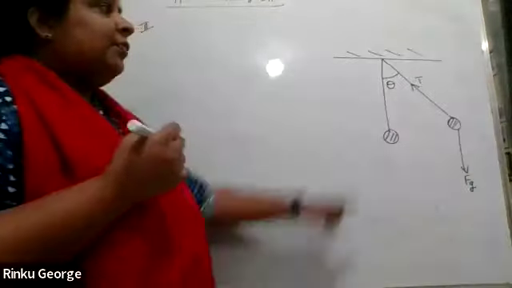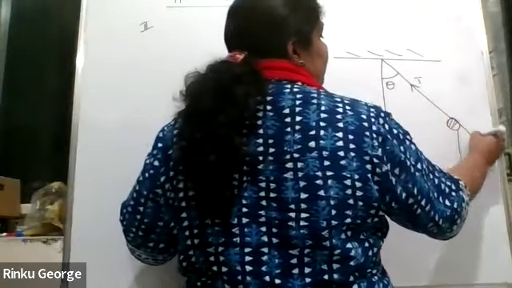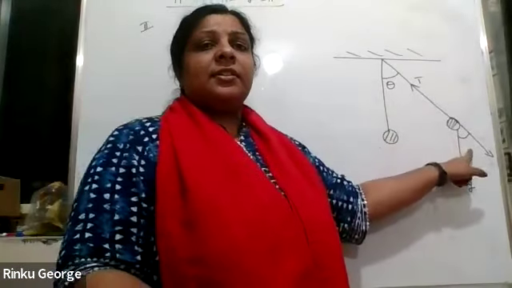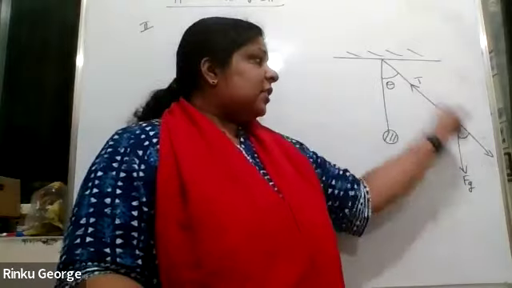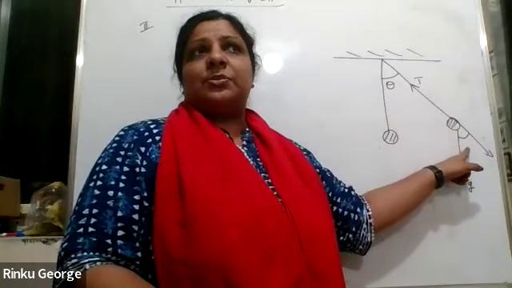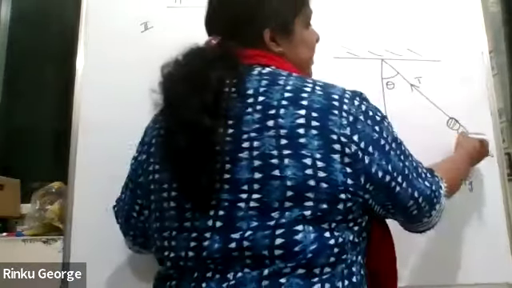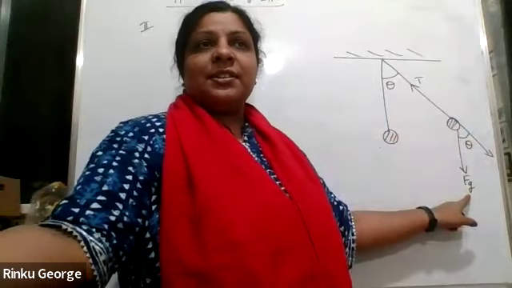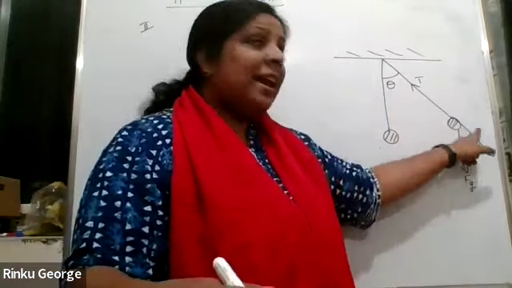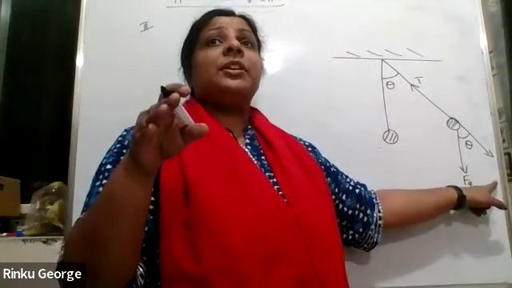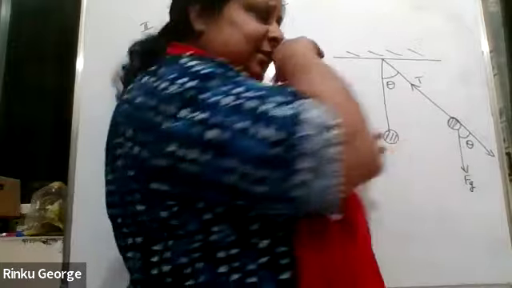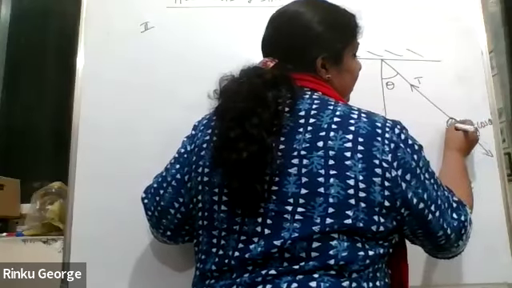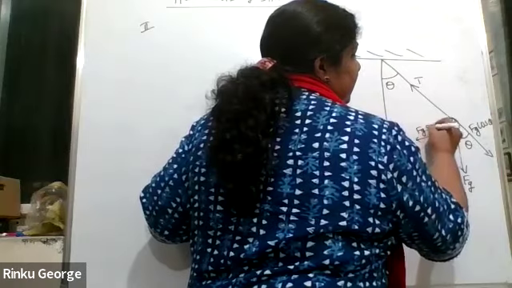Now, if this angle is theta, what will be this angle? Theta. Parallel line, transversal, corresponding angles on the same side of the transversal, theta. So this is theta. I can resolve this Fg into two components. The component near theta is cos theta, so this will be Fg cos theta. The component away from theta is Fg sin theta.